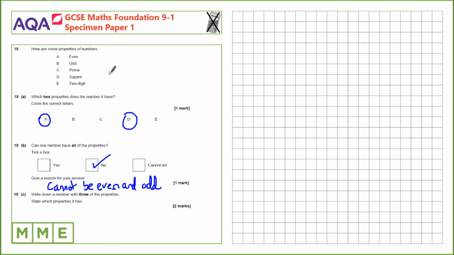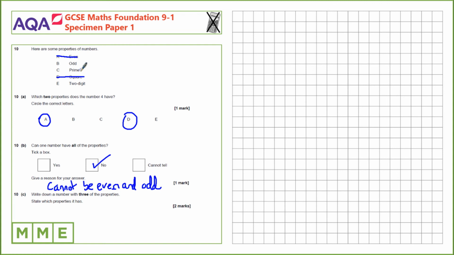Question 10c. Write down a number with 3 of the properties. So the properties we're going to select here, the number can't be both even and odd, and also all of our square numbers cannot be prime. So we're going to eliminate square numbers, and we're going to eliminate even numbers, because these 3 are the 3 that are most easy to achieve.